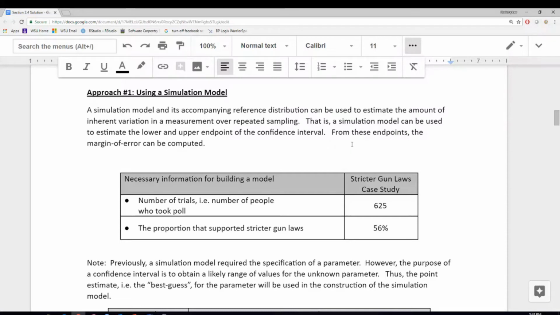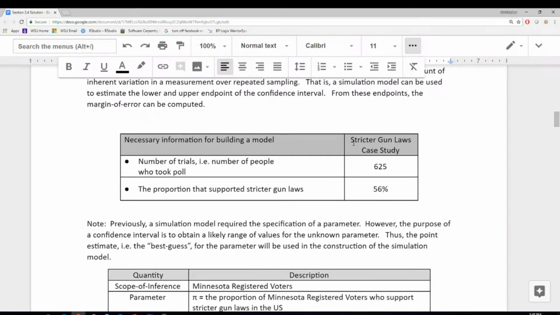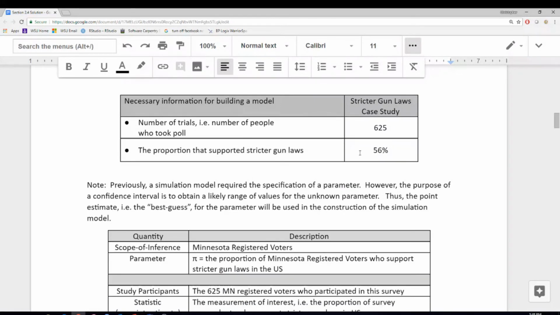This is approach number 1. What we're going to need in order to build a simulation model is the number of trials and also an appropriate percentage to build the model. The number of trials here is just going to be represented by the number of people who took the poll, which is the 625. The percentage that we're interested in here is the percentage that responded in the survey, which was at 56%. So the proportion that supported stricter gun laws from the survey, that was at 56%.